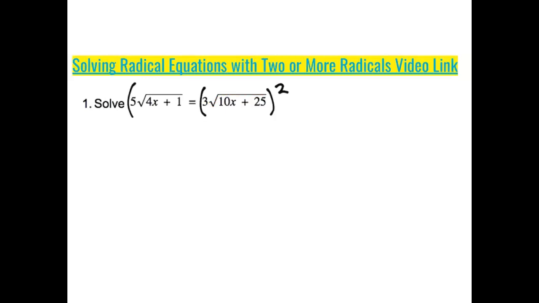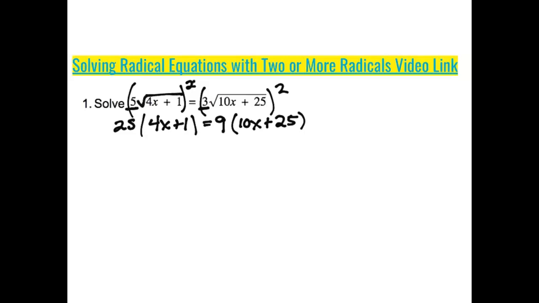So I'm going to square both sides, and when I do that, 5 squared gives me 25 times my 4x plus 1. And on the right side, 3 squared gives me 9 times my 10x plus 25. So I'm basically taking that coefficient and I'm squaring it, and then I'm also taking my square root and canceling my square root out with my perfect square.